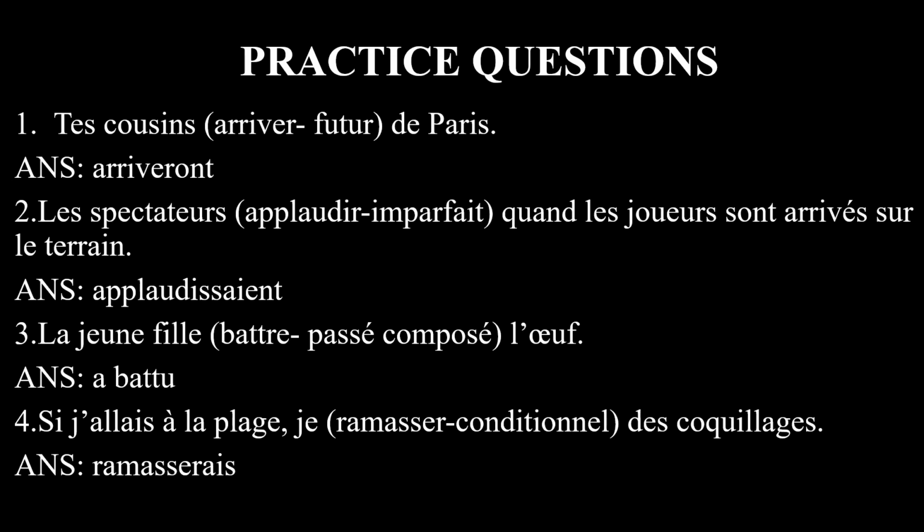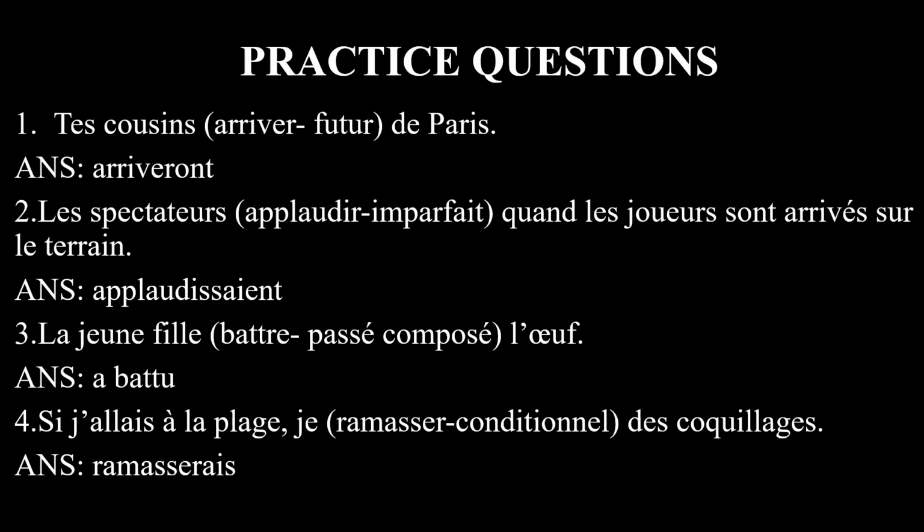and you get your answer as arriveront. Now the second sentence, applaudir, has to be done in the imparfait. For imparfait, remember, you have to take the nous form in the present and then cancel off the ons. So applaudir becomes applaudissons. So cancel the ons. You are left with applaudiss and then add the imparfait ending ez. So the answer becomes applaudissiez.